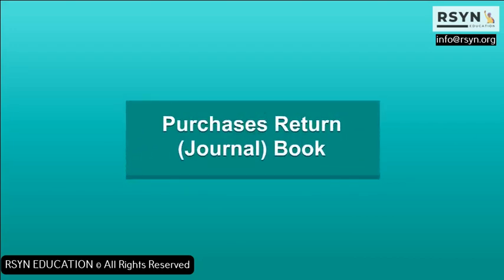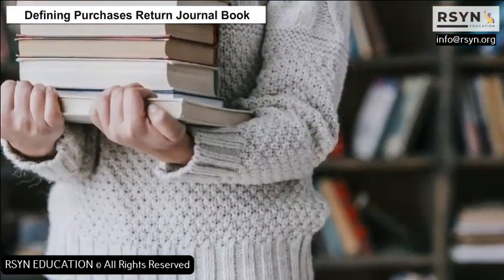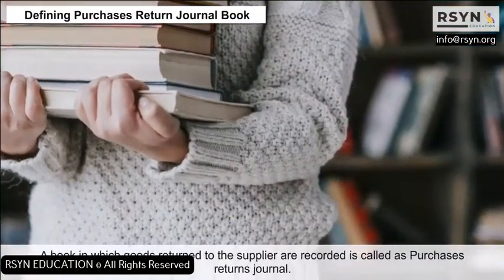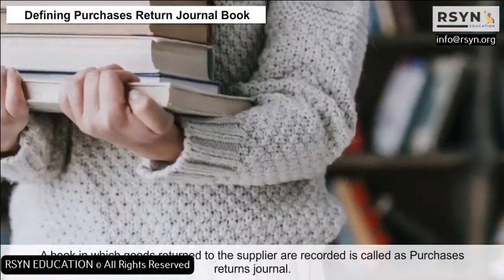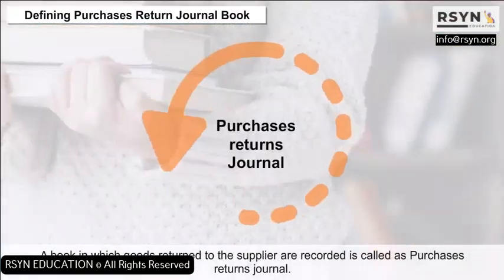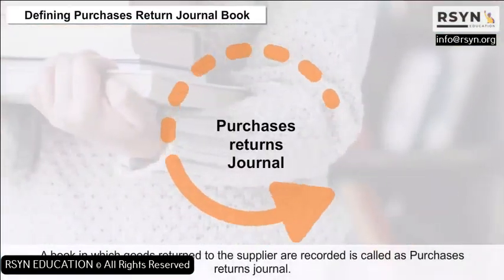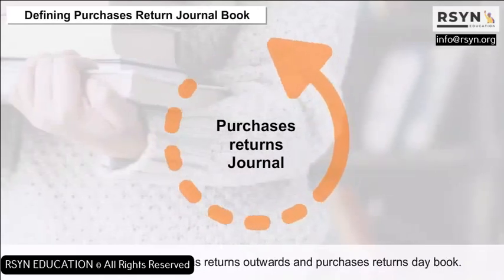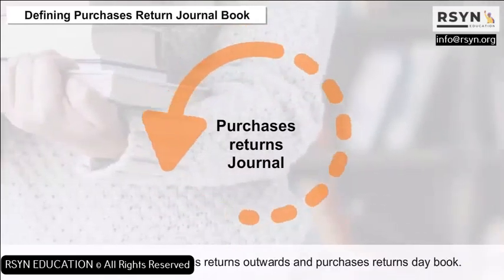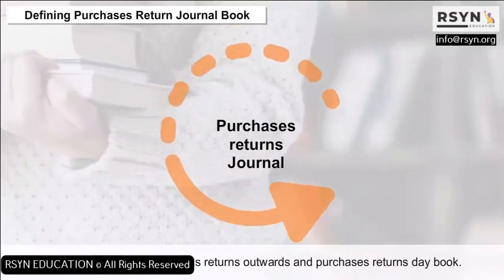Purchases Return Journal Book. Defining Purchases Return Journal Book. A book in which goods returned to the supplier are recorded is called a Purchases Returns Journal. This book is also referred to as Returns Outwards and Purchases Returns Day Book.